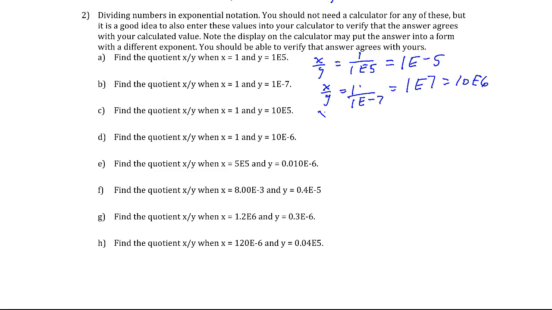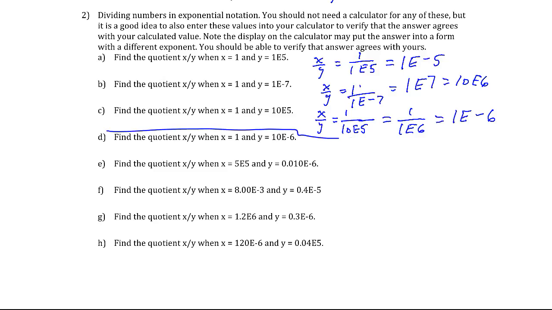x over y is 1 over 10e5. Okay, and this is a common misconception that 10e5 is equal to 1e5. No, 10e5 is 1e6. 10 times 10 to the 5th is 1 times 10 to the 6th. And when that's in the denominator, I can bring it up to the numerator by making it 1 times 10 to the minus 6th. Okay? And I'm doing part C there. Let me keep it straight here, which part I'm doing.